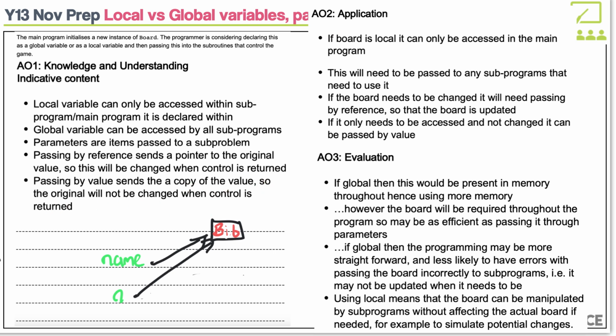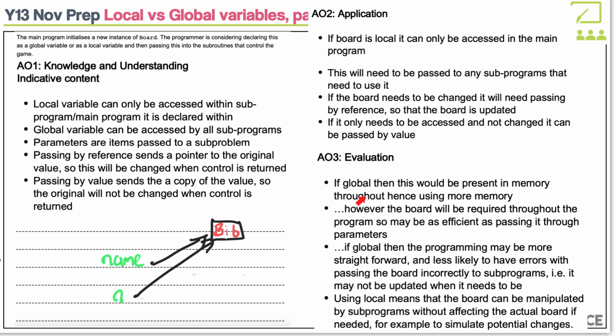In the application, so this is the context of this board, if a board is local, it can only be accessed in the main program. This will need to be passed on to any subprograms that use it, either by returning it or by sending it as a parameter. If the board needs to be changed, it will need passing by reference, so the board is updated. If it only needs to be accessed and not changed, it can be passed by value. Of course, you could still change it, but you'd have to return it, and when you return it, set it to the new value, which is an additional step.